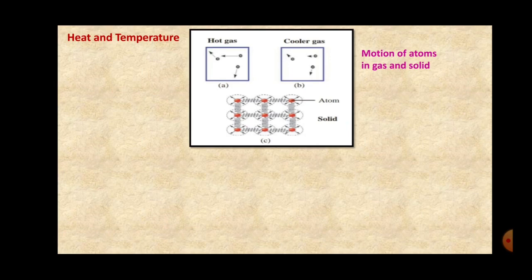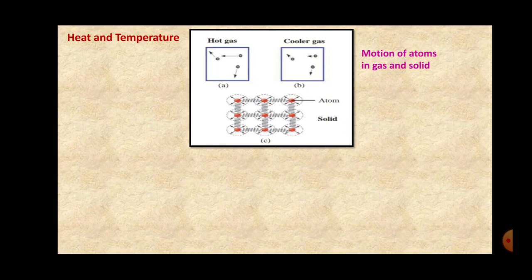The velocity of atoms in the gas at higher temperature is higher than the velocity of atoms in the gas at lower temperature. That means the velocity depends upon the temperature. The higher the temperature, the higher the velocity, right?